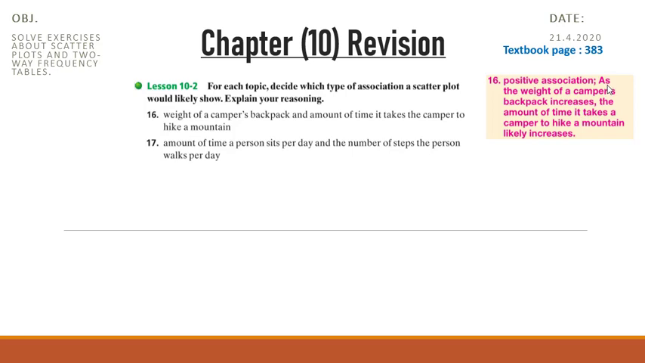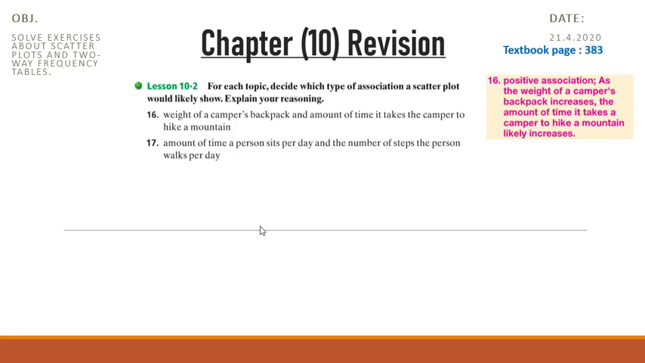You're the perfect thinker for today. This is positive association: as the weight of the camper's backpack increases, so it's heavier, the amount of time it takes a camper to hike a mountain likely increases. He will need more time to move because he has a heavier backpack.